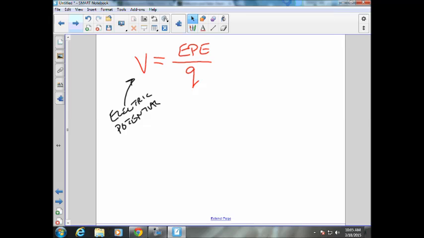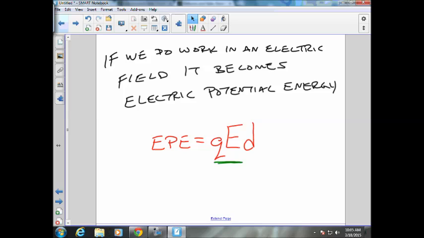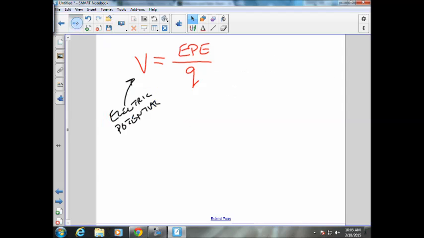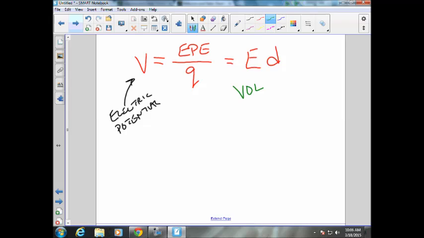Didn't we just calculate electric potential energy by multiplying by the charge? And now if we divide that electric potential energy by the charge, what are we left with? We're just left with the strength of the electric field and how far you move in that electric field. The units we are going to use for calculating electric potential are volts.